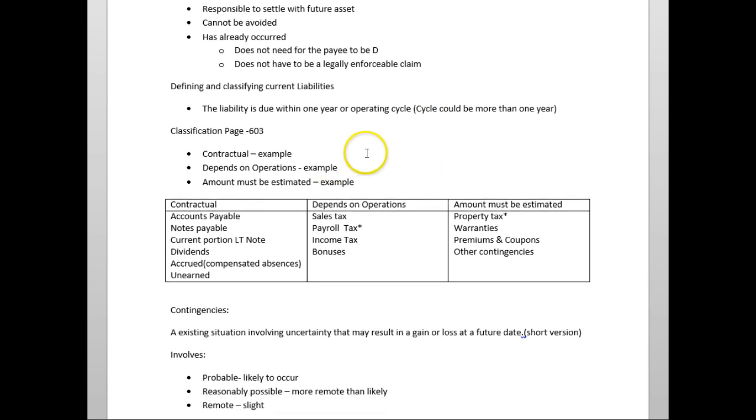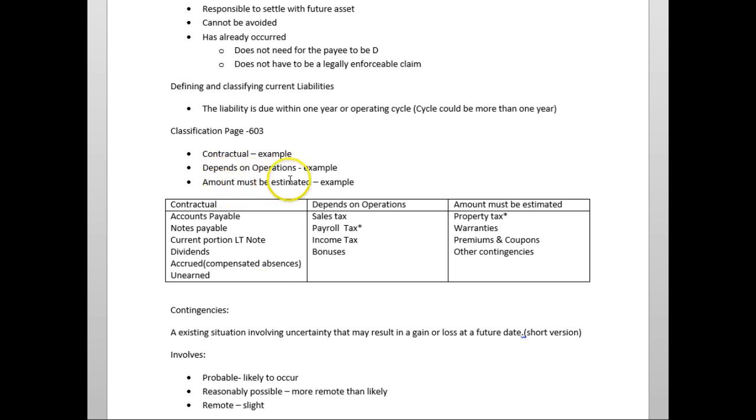The classifications you're going to find on page 603. There's a really good box, I think it's called an exhibit, that breaks these down. So your classifications are contractual, and an example of contractual is going to be accounts payable, note payable, current portion of a long-term note, dividends, accrued liabilities, or an unearned liability. The other ones, there's two others.